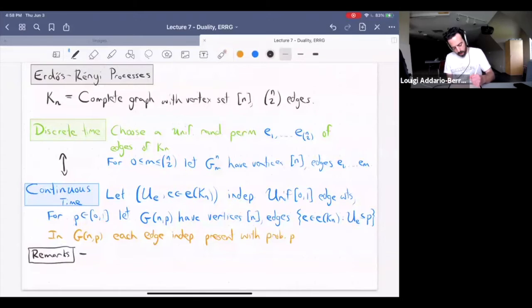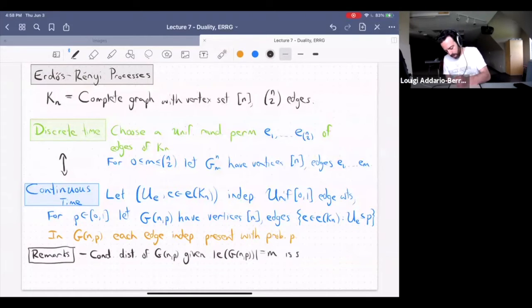Okay, so here are some connections between the two. The conditional distribution of G(n,p), given that the graph has some number m of edges, is just the same as the distribution of G(n,m).